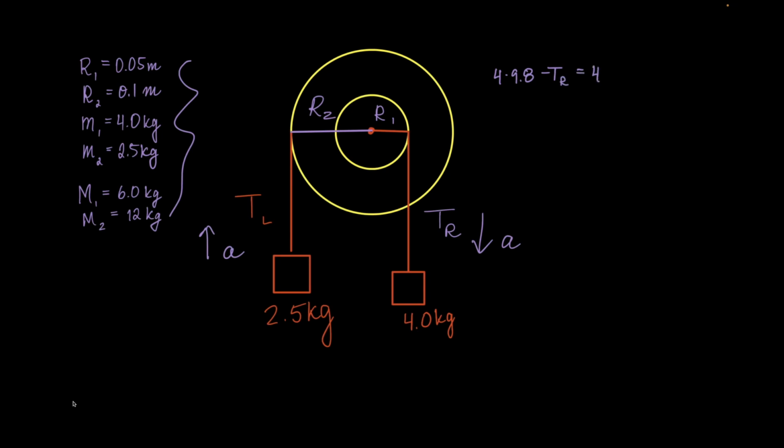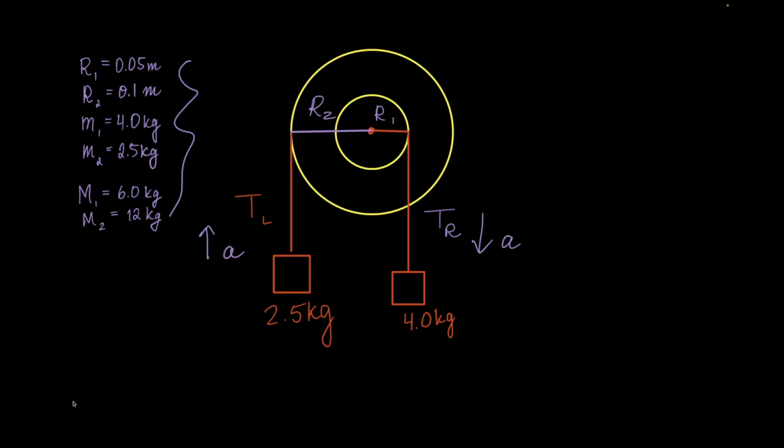That's the first mistake. Another mistake that you can make, you can assume 4 times 9.8 minus tension on the right should be equal to 4 times acceleration, and then tension on the left minus 2.5 times 9.8 should be equal to 2.5 times acceleration. Then add these two, assuming that these two accelerations are the same. They are not. Those are tangential accelerations. What will be equal for them would be the angular accelerations. Angular acceleration, yes, but these two are different. So that's the second mistake.